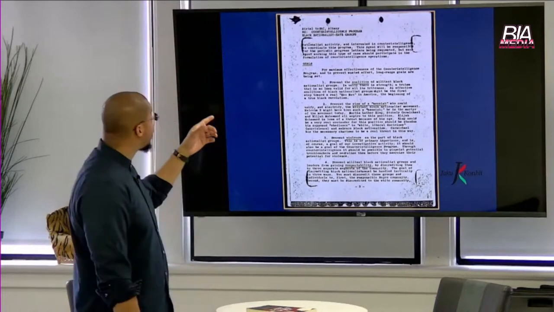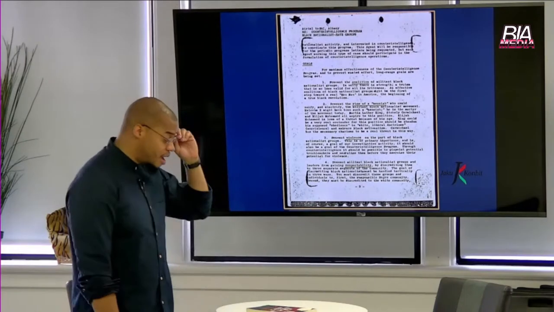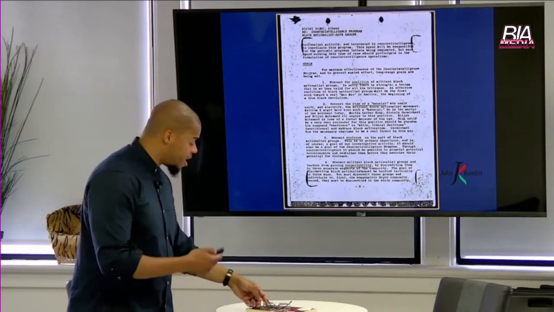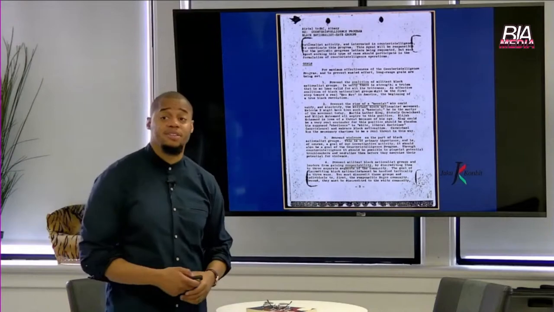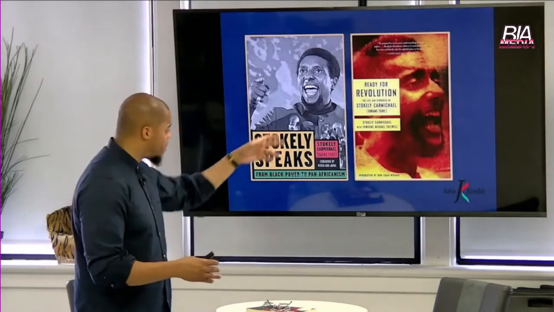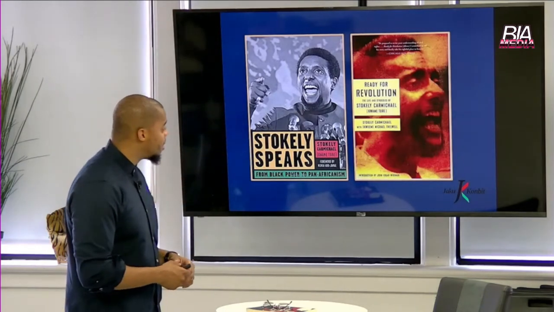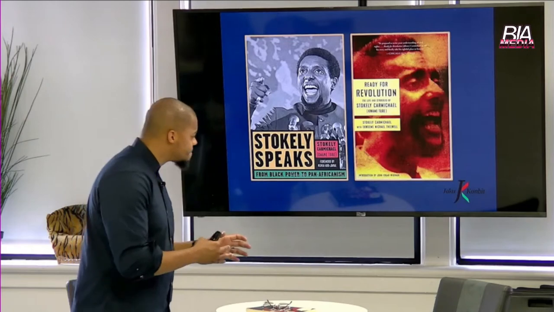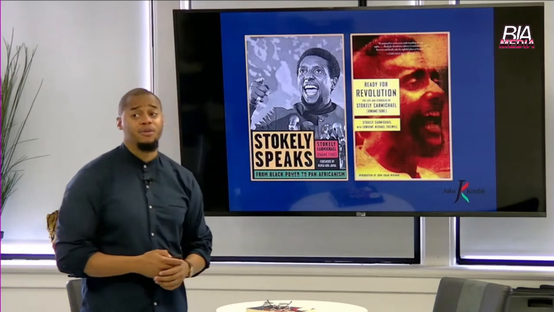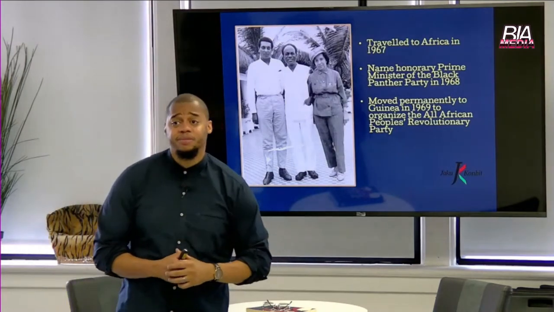This came out in 1967. A year later, Dr. King would be killed, and they would continue to monitor and harass and do all these things against Stokely Carmichael. You want to read more about Stokely Carmichael's life, Ready for the Revolution, his autobiography, Stokely Speaks, number one of his readings. You'll see that he eventually changes his name to Kwame Ture. This happens when he goes to Africa. He travels to Africa in 1967.